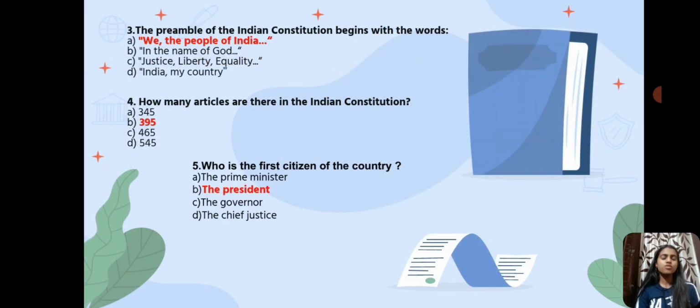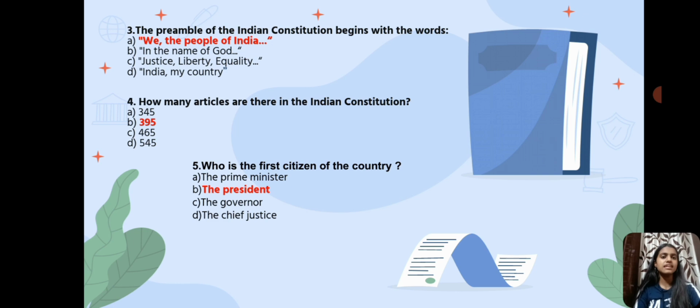Here are a few more questions. The preamble of the Indian Constitution begins with the words A. We the people of India, B. In the name of God, C. Justice, liberty and equality, D. India, my country. The right answer is We the people of India.